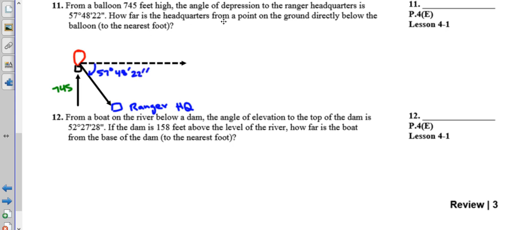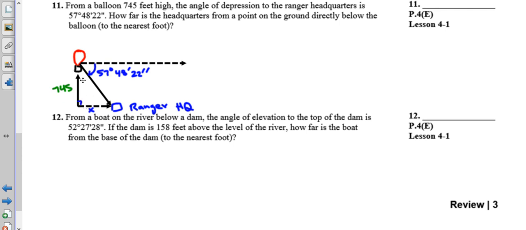It says how far is the Ranger headquarters from a point on the ground directly below the balloon? How far is the headquarters here? So what we're looking for is from this spot to this spot. That's what we're trying to solve: how far is the headquarters from a spot below the balloon? That's what we're looking for, and I put an X because it's the unknown distance. Now we have a Y, we have a right angle. Now we just need the angle on the X-axis.